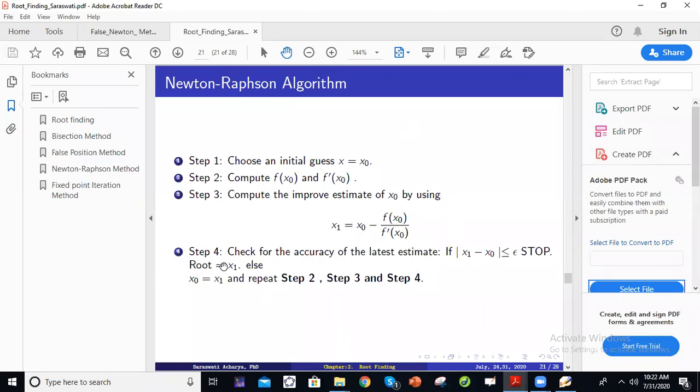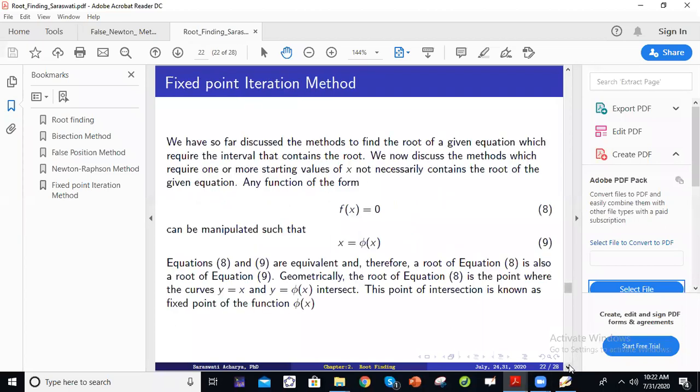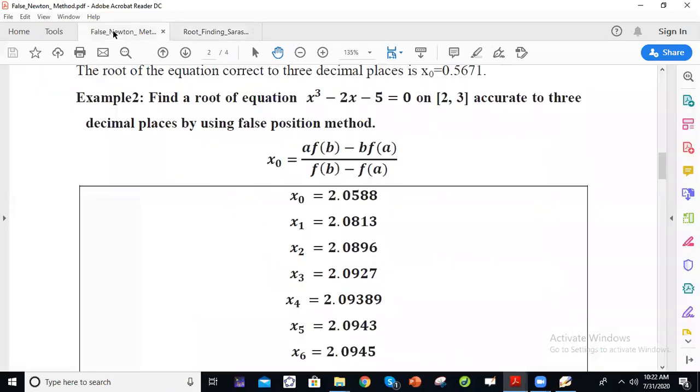Our desired accuracy is the absolute difference of the last and second last approximate solution being less than or equal to epsilon. We check the accuracy for the latest estimate: if x1 minus x naught is less than or equal to epsilon, we stop. x1 is our desired root. If not, else we repeat our process from step 2, 3, 4, everything, until we get the desired accuracy. Okay, let's go to our problem.